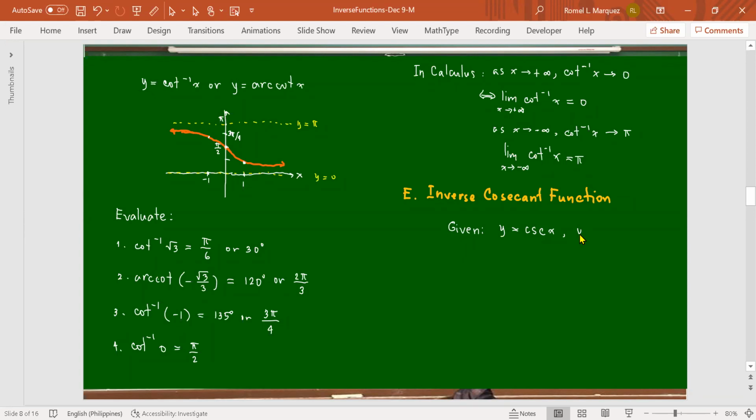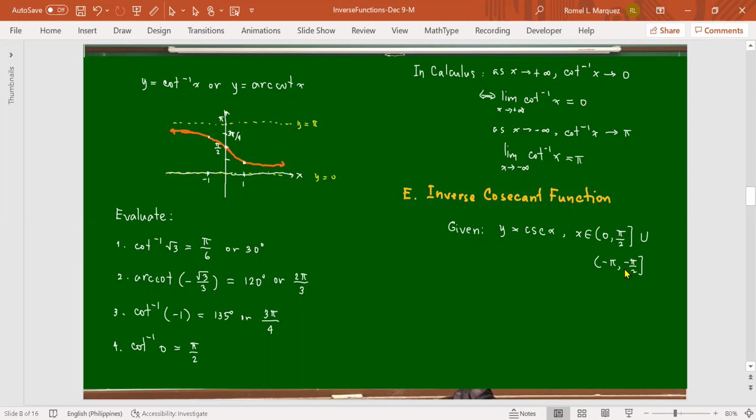We restrict x to a union of intervals: 0 to pi over 2, half open interval, closed from the right, union with negative pi to negative pi over 2, half open, closed from the right. This is read as open interval 0 to pi over 2, open from the left, or half closed interval, closed from the right. So the union of this and this. So first quadrant and third quadrant.